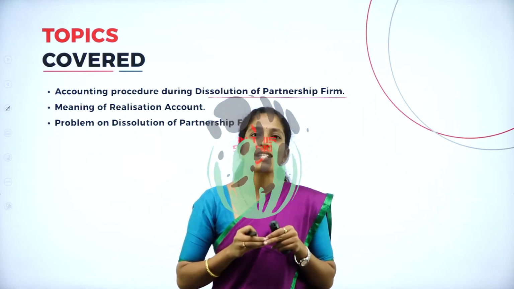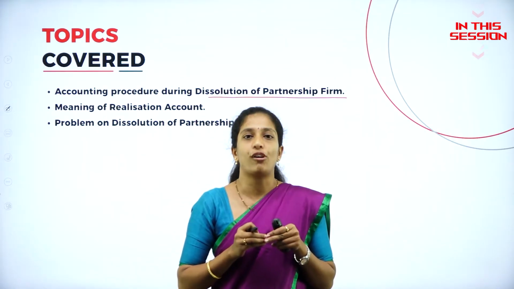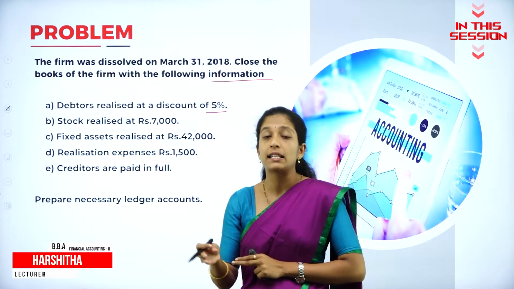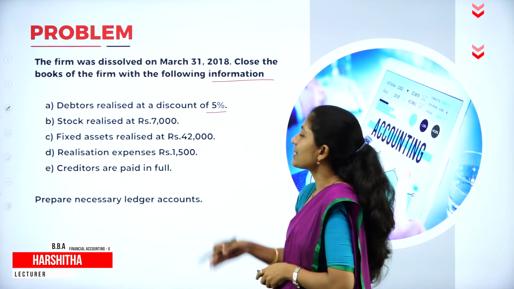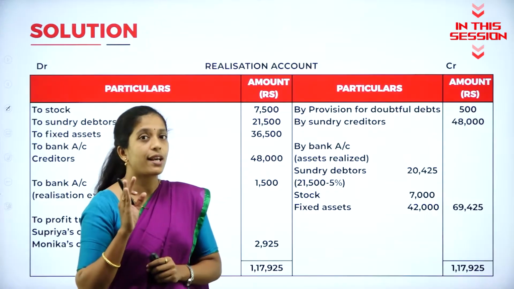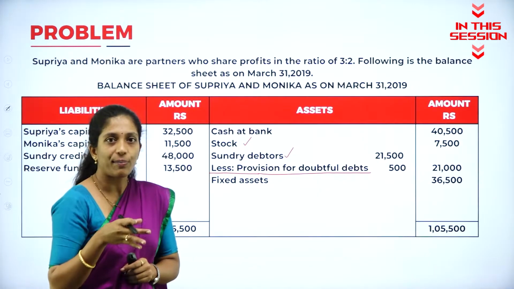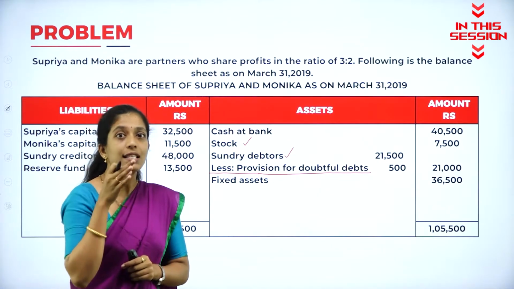Closing down of the business is known as dissolution of partnership firm. Debtors has been sold or it is been realized at 5% less than the amount. And my dear students, don't always forget to write the heading, that is realization account. So whatever is deducted from debtors, it is treated as what? It is liability.